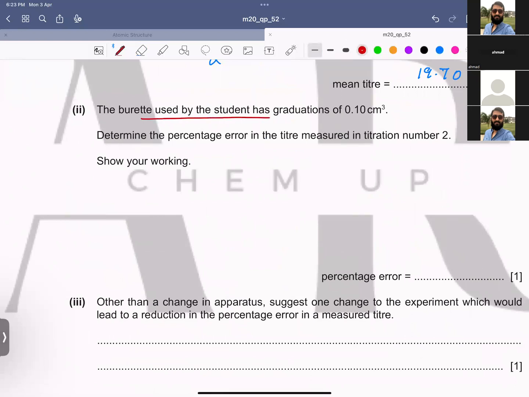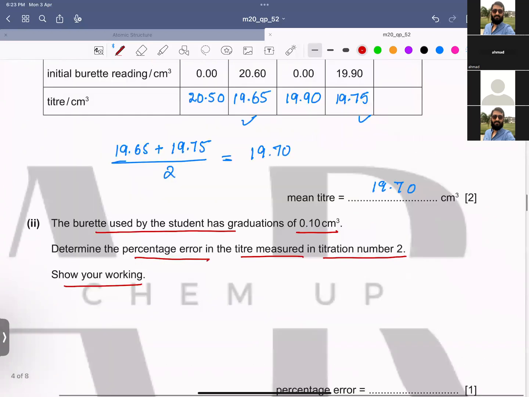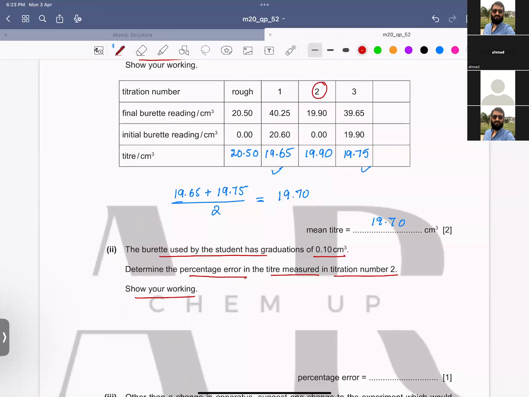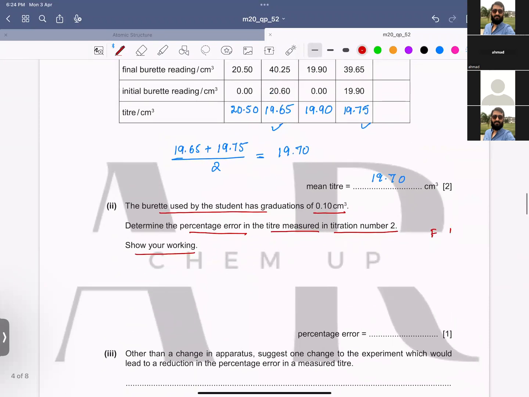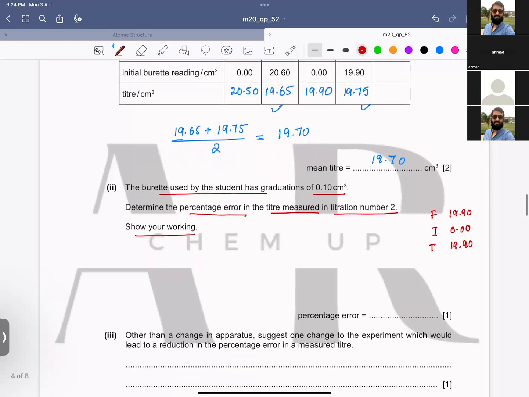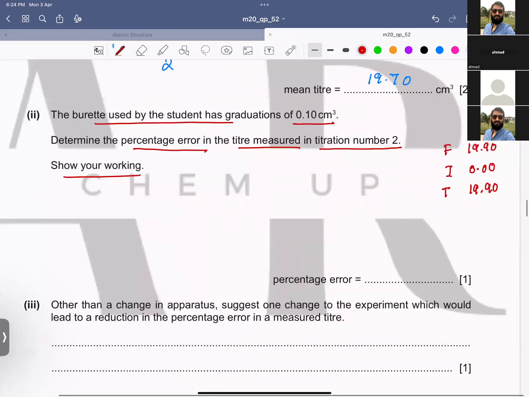The burette used by the student has a graduation of 0.1 cm cubed. Determine the percentage error in the titer measured in titration number 2. Show your working. In titration number 2, here it is. Let me write. Final burette reading was 19.90. Initial burette reading was 0.00, and the titer is 19.90. Can anybody tell me how we would find that?